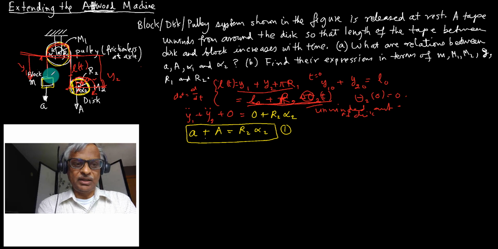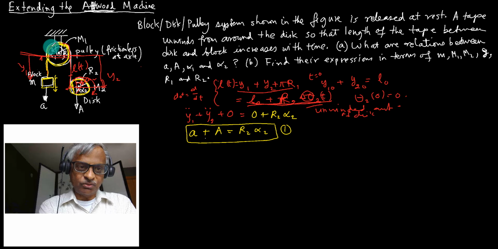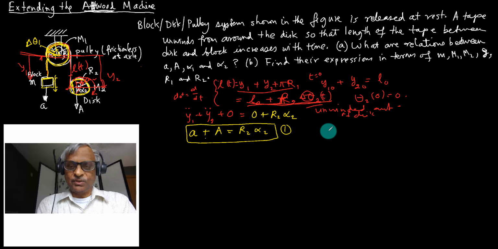Now if you look at the rotation of this, the movement of y1 will tell us how much this thing can go down. As it goes down, the tape has to rotate this pulley down here. So this is delta theta 1. So we have y1.